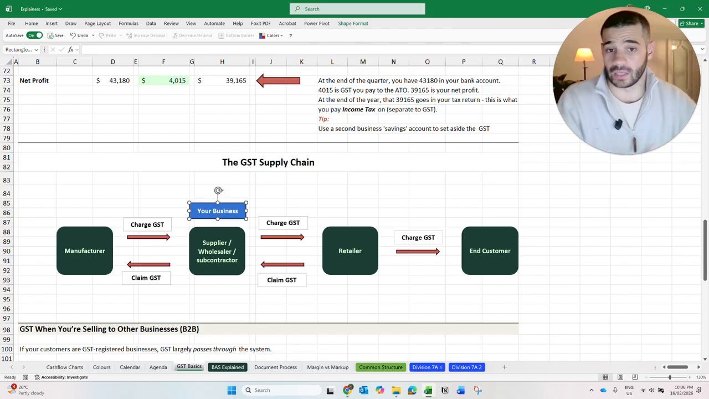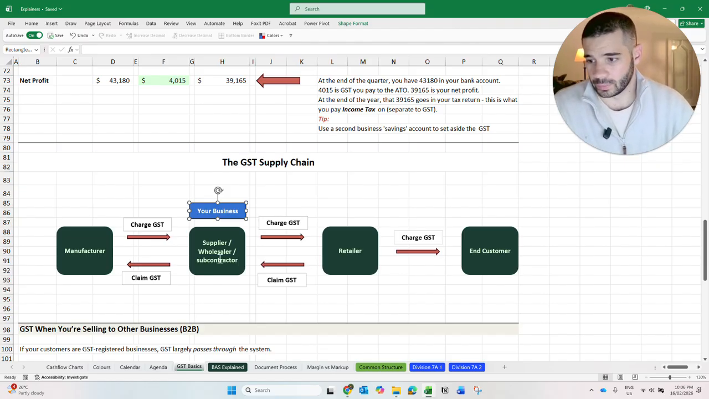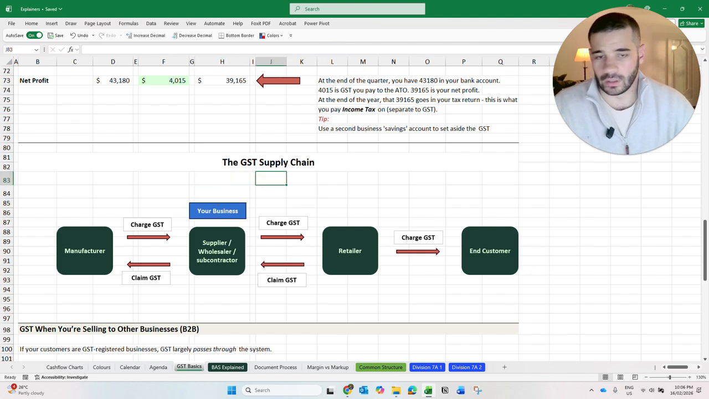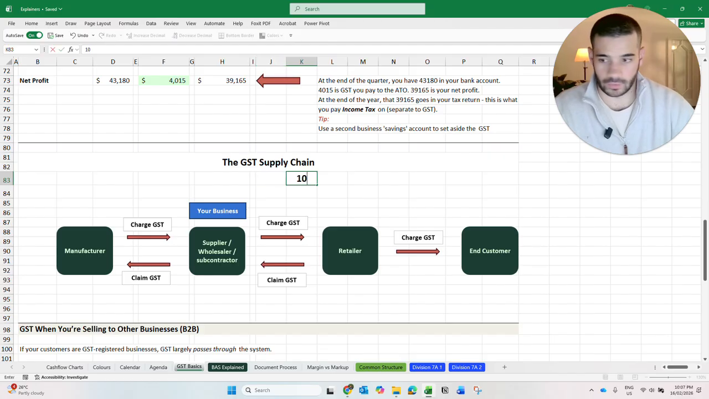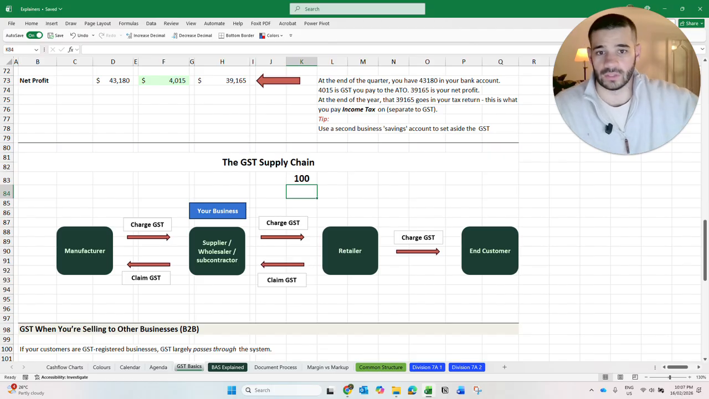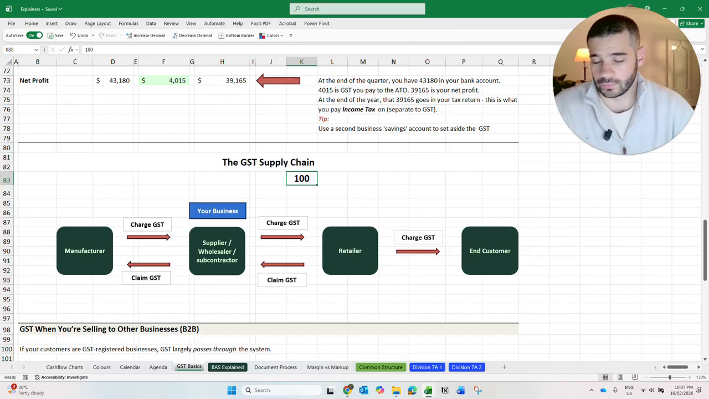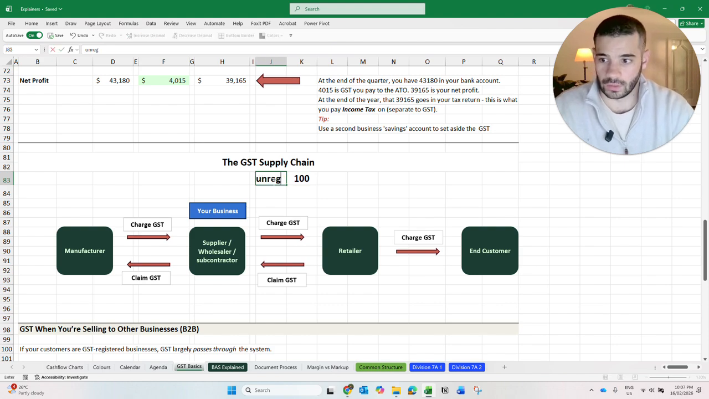But let's just say you started out unregistered and you're in this position here and you're thinking, oh, well, I need to register. Is that going to affect my pricing and what I charge? Not really. So let's just say you're unregistered and you normally charge $100 to your customer who's the retailer, or he's one step down the chain. That's fine. It's a GST-free expense, so the retailer cannot claim any GST, and so the true cost to the retailer is $100 and the true income to you is $100. Now, unregistered.